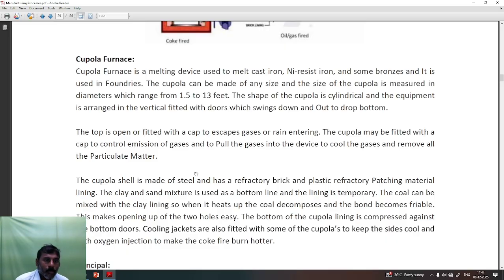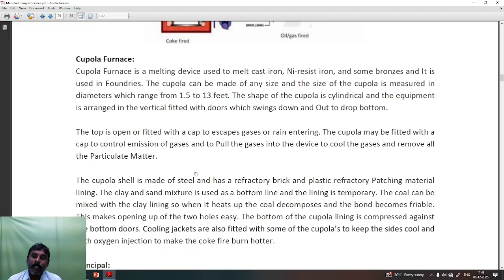Now, the cupola furnace. The cupola furnace is a melting device used to melt cast iron and some bronze, and it is used in foundries. The cupola can be made of any size, and the size of the cupola is measured in diameter, which ranges from 1.5 to 13 feet. The shape of the cupola is cylindrical and the equipment is arranged vertically, fitted with a door which swings down and out as a drop bottom. The top is open or fitted with a cap to keep gases in and rain out.